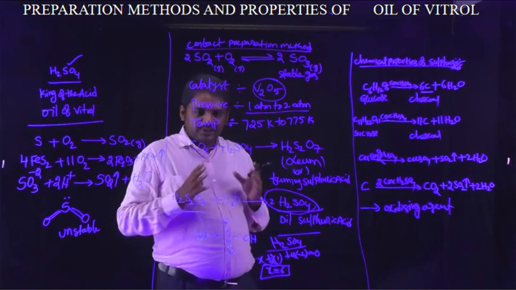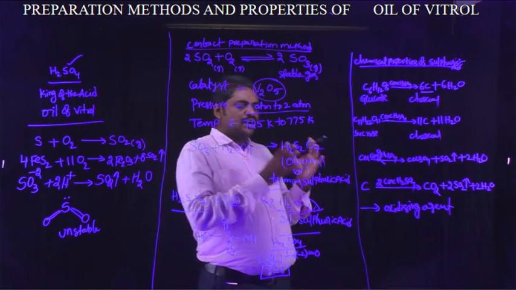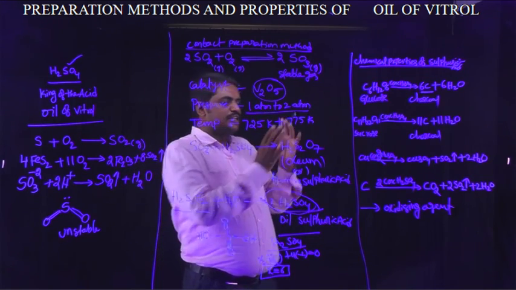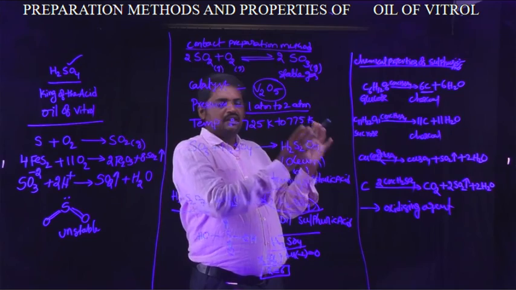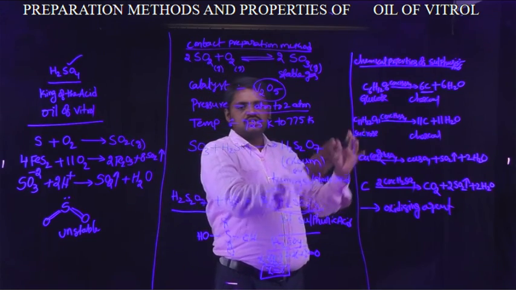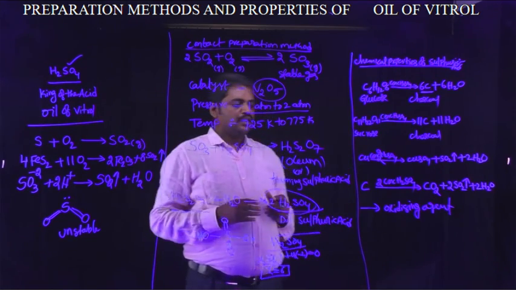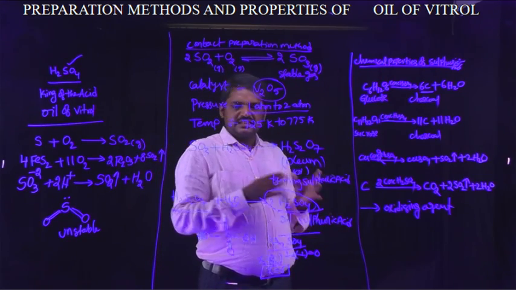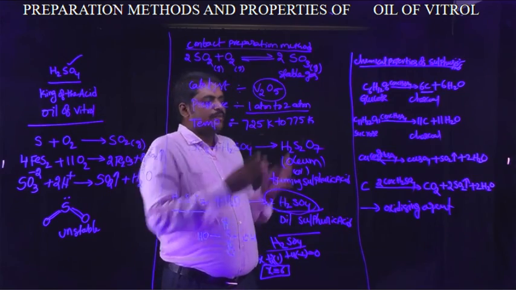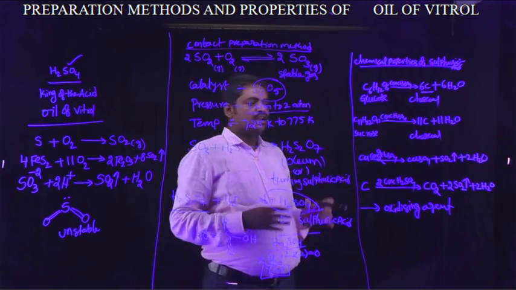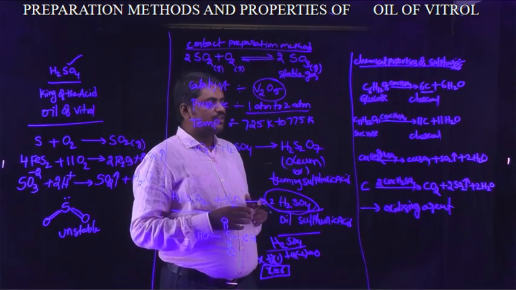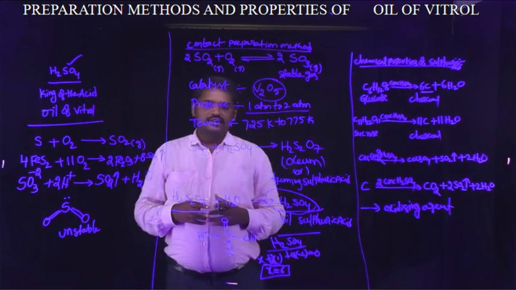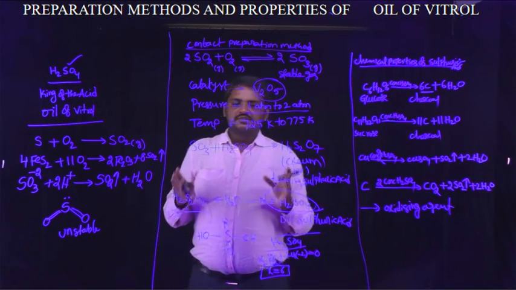Next one, copper is a metal. Copper reacts with concentrated sulfuric acid in the ratio of 1:2. The copper is converted to copper sulfate and sulfur dioxide gaseous molecules are liberated, and also water molecules. Next one, carbon. Carbon reacts with concentrated sulfuric acid in the ratio of 1:2. The carbon is converted to carbon dioxide, sulfur dioxide gaseous molecules are liberated, and a small amount of water molecules are also liberated.